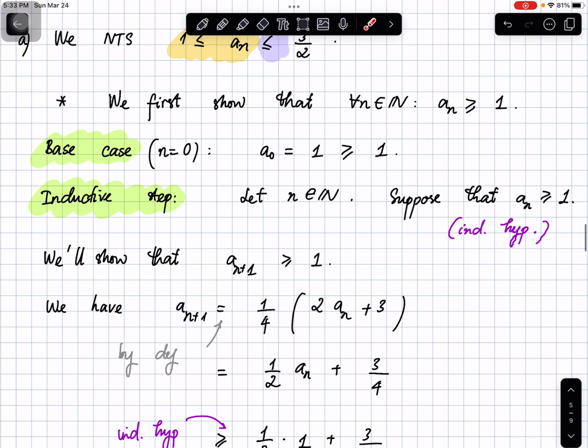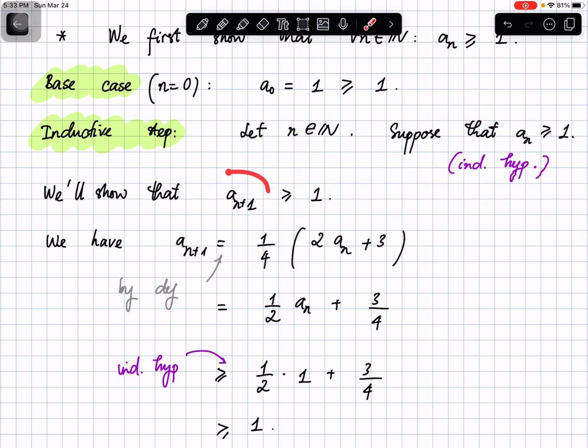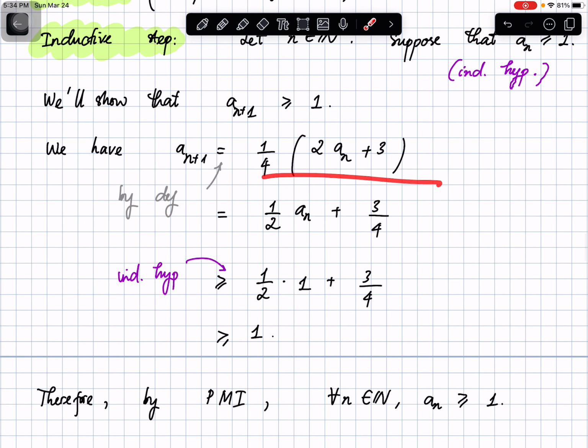For the inductive step, let n be a natural number. We suppose that a_n is greater than or equal to 1. This is the inductive hypothesis. We need to show that a_{n+1} is greater than or equal to 1 too. So this is P(n) is true. We need to show that P(n+1) is also true. So by definition, a_{n+1} is given by 1 over 4 times (2a_n plus 3). So this is equal to 1 over 2 a_n plus 3 over 4, right?